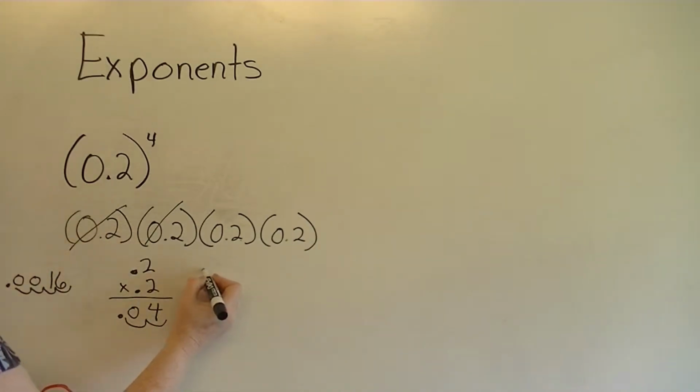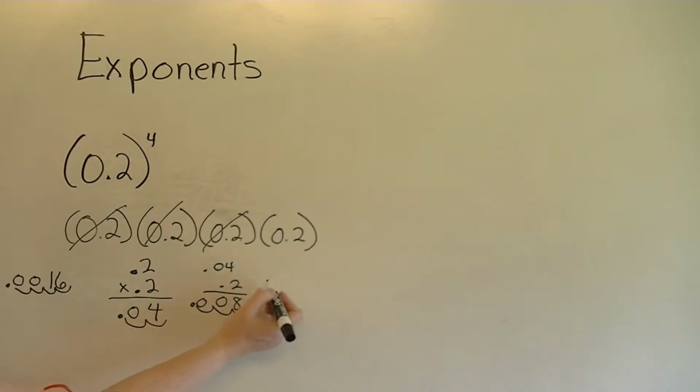So now I'm going to take this answer and I'm going to multiply by this one, 0.2. And 2 times 4 is 8, and 2 times 0 is 0. I have 3 decimal spots to the right, 1, 2, 3. So I've got to take 3 hops. So now I have 0.008, and now we're going to multiply times this one.